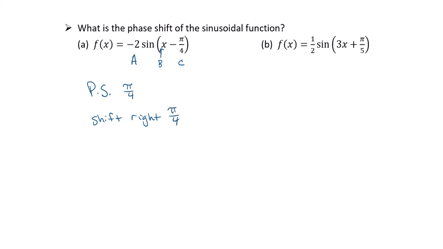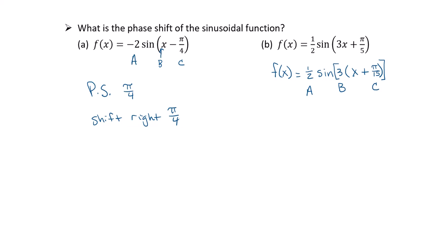When I'm looking at f of x equals 1/2 sine of 3x plus pi over 5, we have to do a little bit of work. It's not necessarily in the right form. F of x is equal to 1/2, that's our A, sine of 3, that's our B, x plus pi over 5 divided by 3 is pi over 15. If you want, you can put square brackets around that. But this is our C.